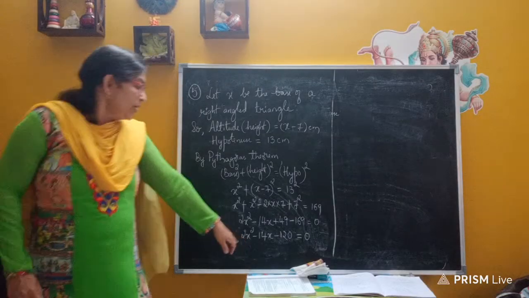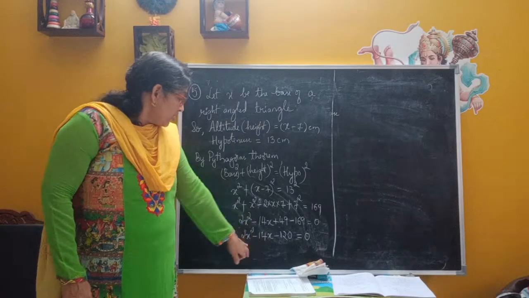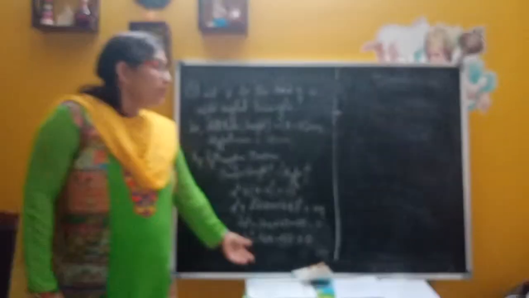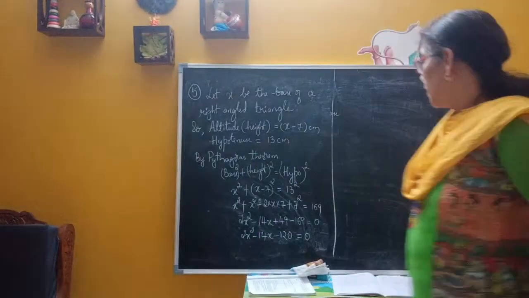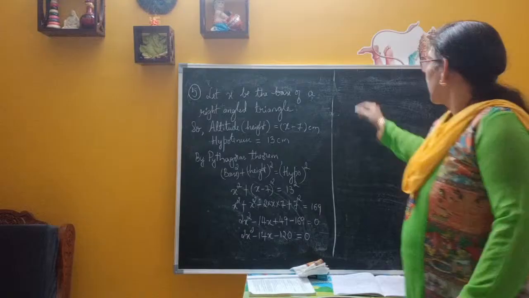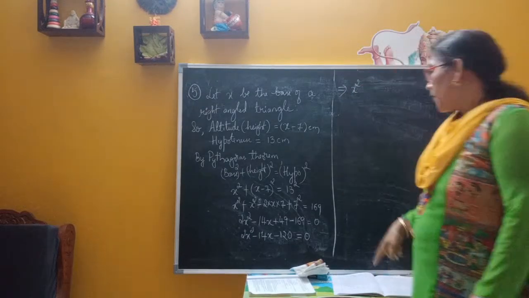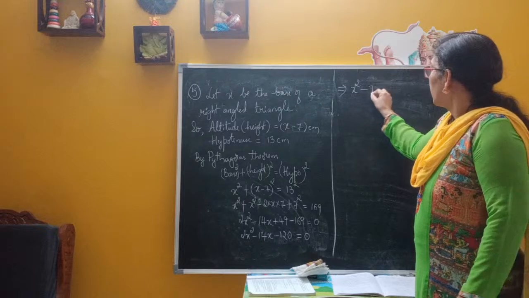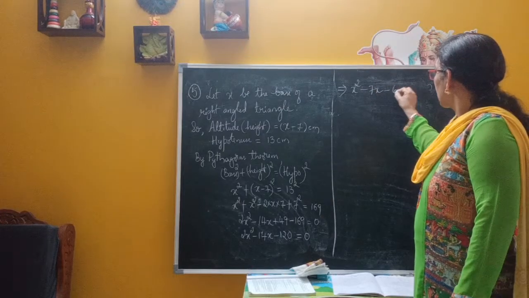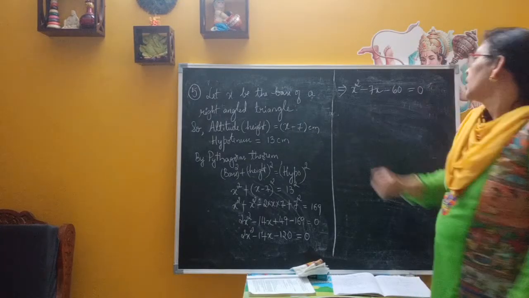Now let us solve this. Before solving it, let us just simplify this. Divide throughout the equation by 2 and make it simpler. So if I divide this equation by 2, I get x square minus 2 7s are 14, minus 2 60s are 120 is equal to 0. Wait, it is x square minus 7x minus 60 equal to 0.